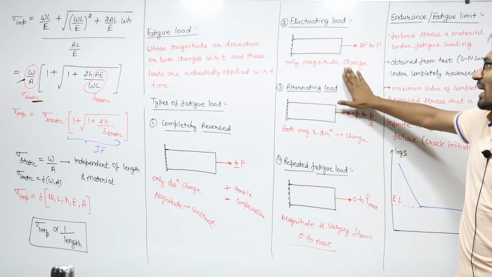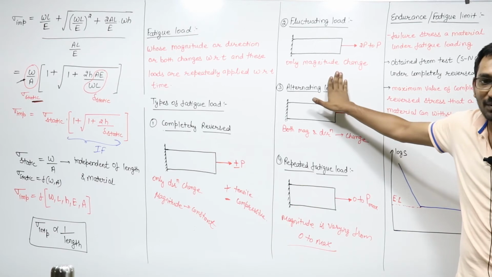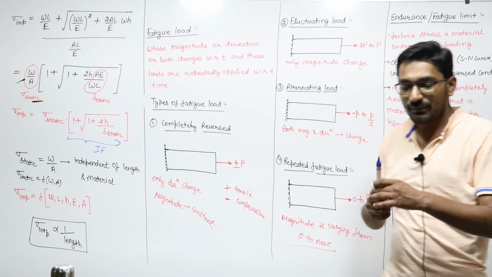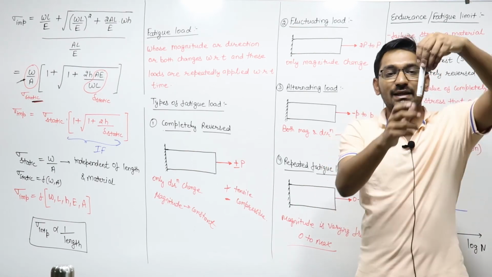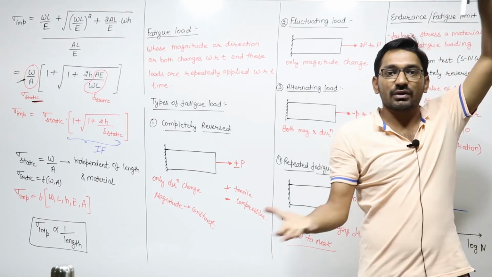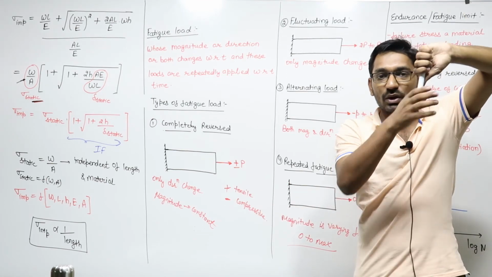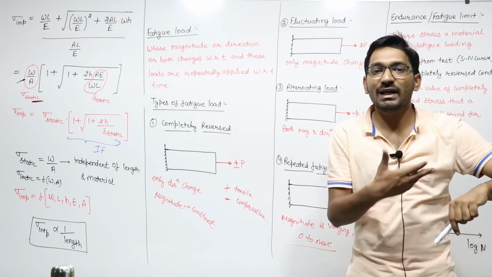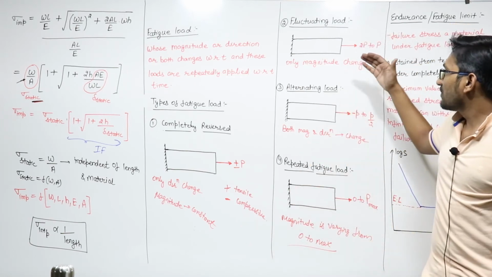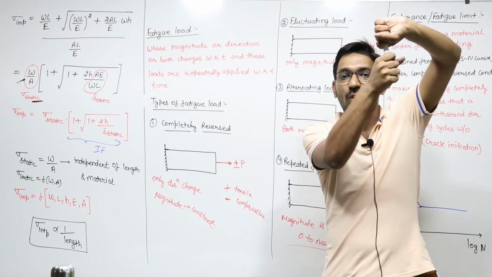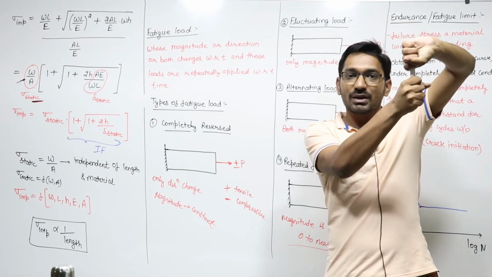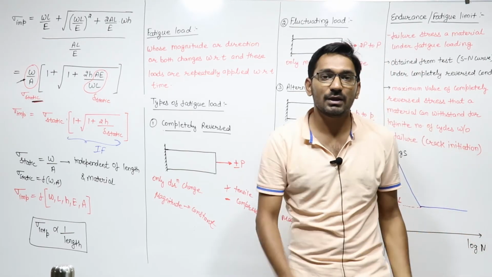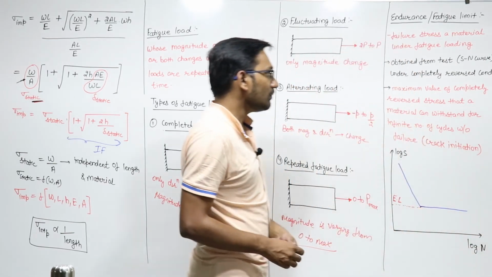In fluctuating load, the magnitude is not changing from 0 to maximum. In repeated load, one magnitude is 0. Suppose this is a bar, so I pull it with 10 Newton, then release the load to 0, then again 10 Newton, then release. This is repeated fatigue loading. But fluctuating load is, suppose, 20 Newton, then 10 Newton, then 20 Newton, then 10 Newton. So this is the difference between fluctuating and repeated fatigue loads.